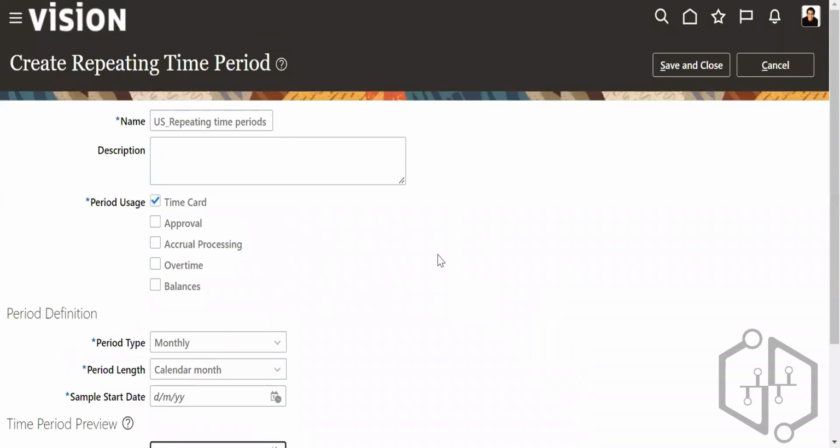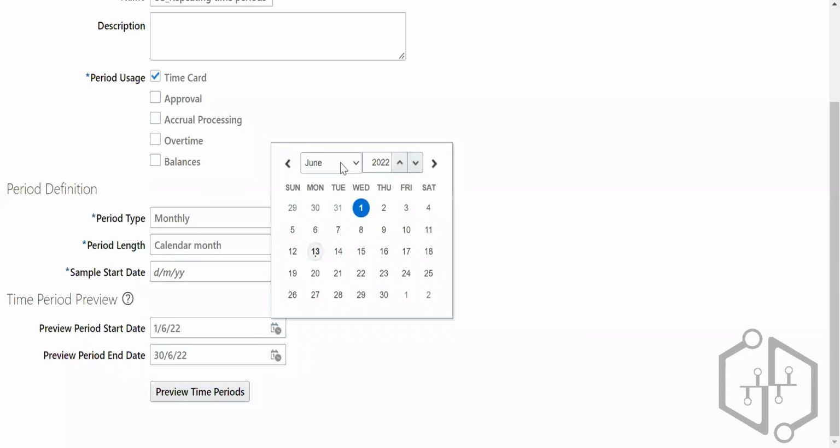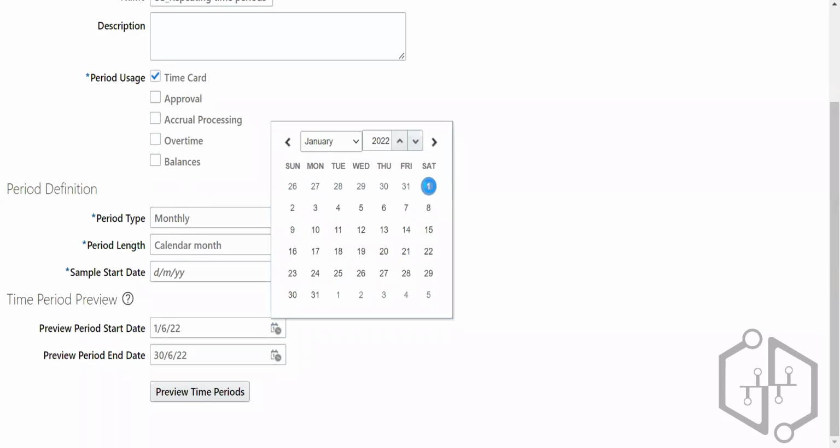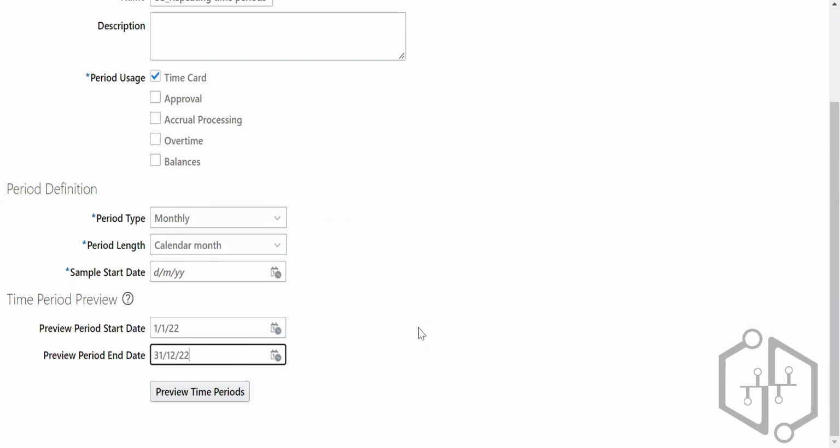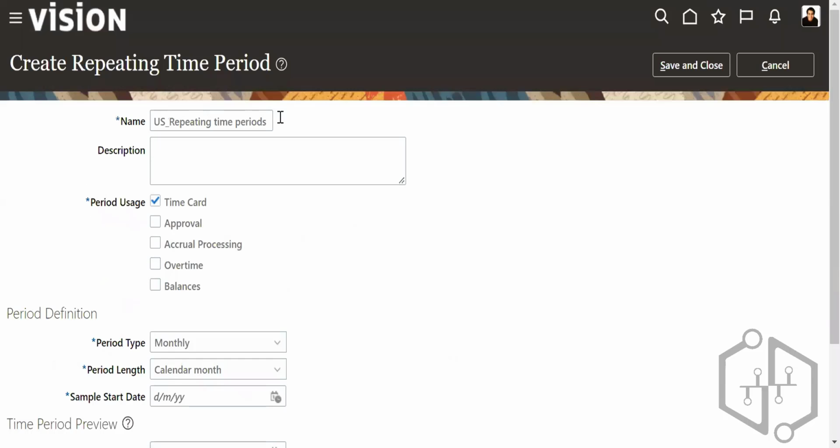So repeating time period is what? Repeating time you can write here as January 1, and end of December 31st. And this can be used, period usage, where can you use? Repeating time period is a time period in which you can use that thing. With which time period you're using that thing.